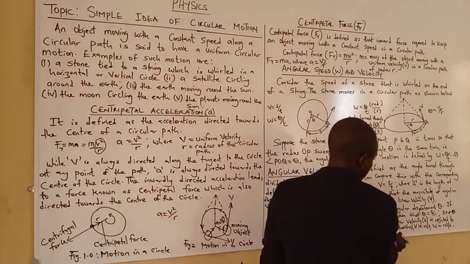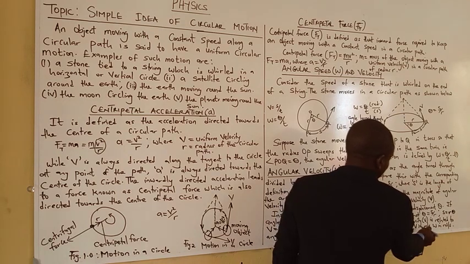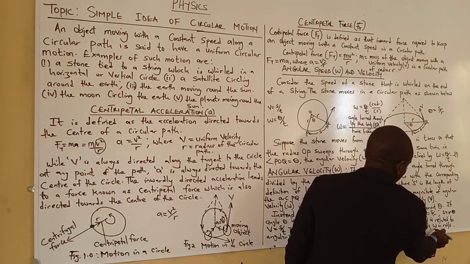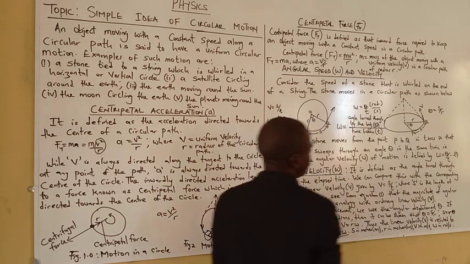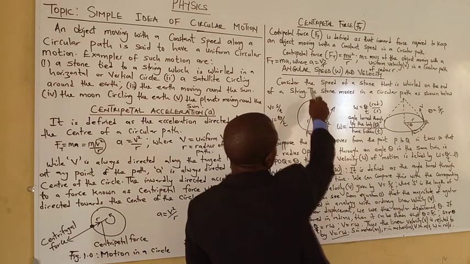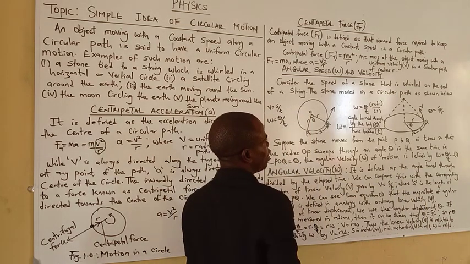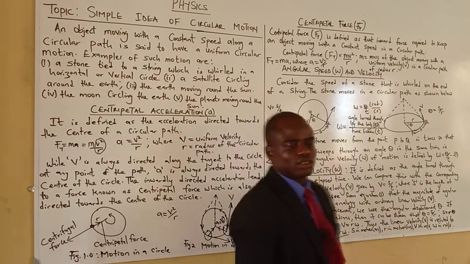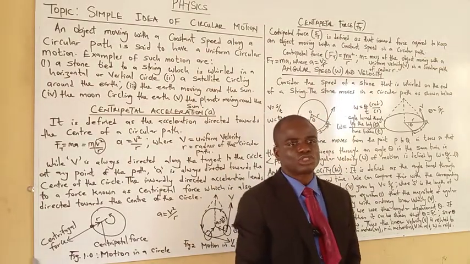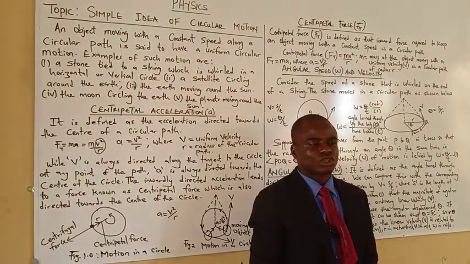S is in meters, r is in meters, v is in meter per second, w angular velocity is in radian per second, and also angular speed is in radian per second. In the next class, we are going to go into calculation. We are going to stop here.